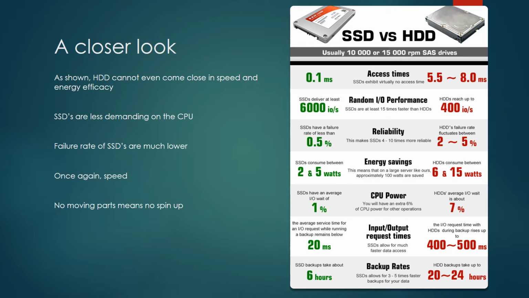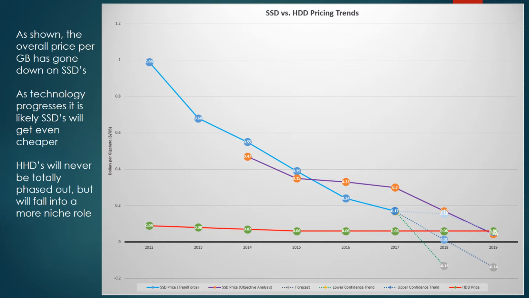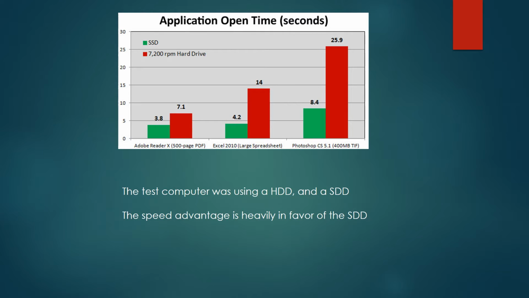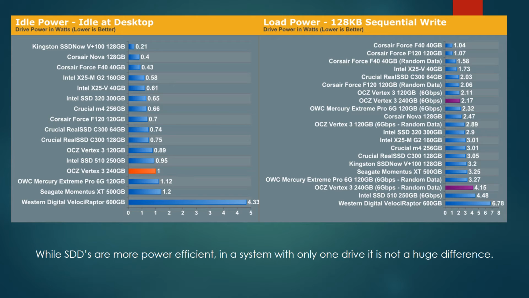As shown, hard disk drives cannot even come close to the same speed and energy efficiency. As shown, the overall price per gigabyte has gone down on solid-state drives, but it's still more expensive to go with a solid-state drive. The test computer was using a solid-state drive and then a hard drive. The test speed showed that in any application, the solid-state drive is faster. This table shows various hard disk drives and solid-state drives at idle power and load. The SSDs overall are more efficient.